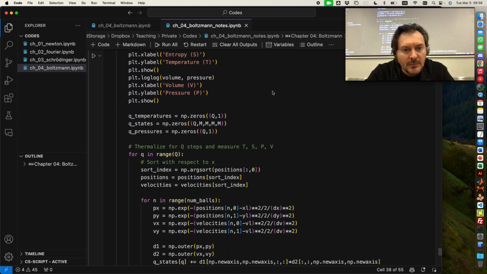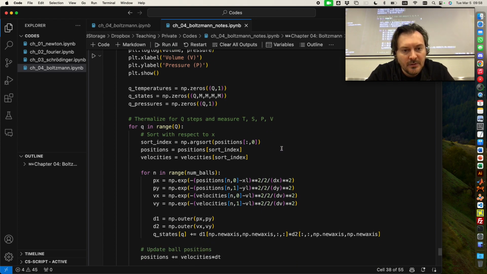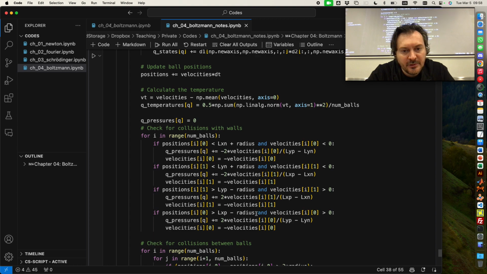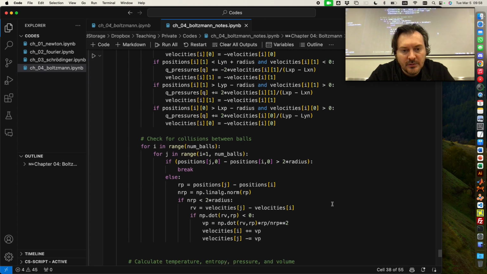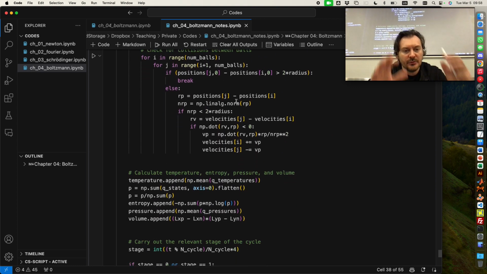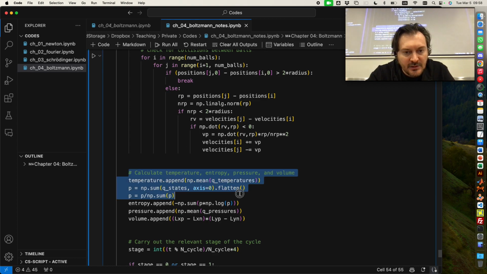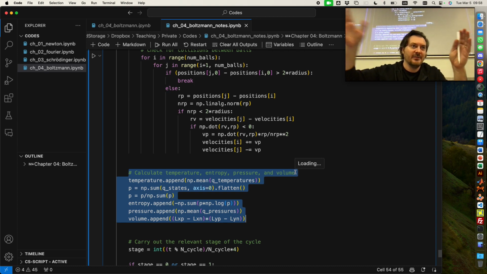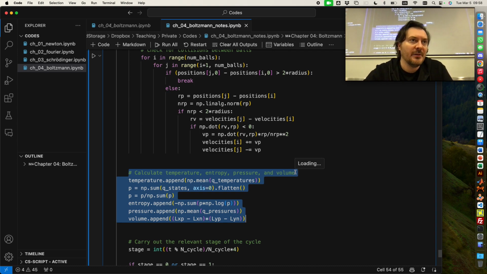So I start and immediately I thermalize for Q time steps and measure TSPV. Look, here there is no expansion kind of thing. It's just measuring pressure. As you can see, the walls are not moving. There's zero velocity everywhere. And then once I'm done with those Q time steps, I get to calculate temperature, entropy, pressure, and volume. One number for all those Q time steps, not Q numbers. Just one number. It's a time average. Before it was a moving average. Now it's just one time average for Q time steps.